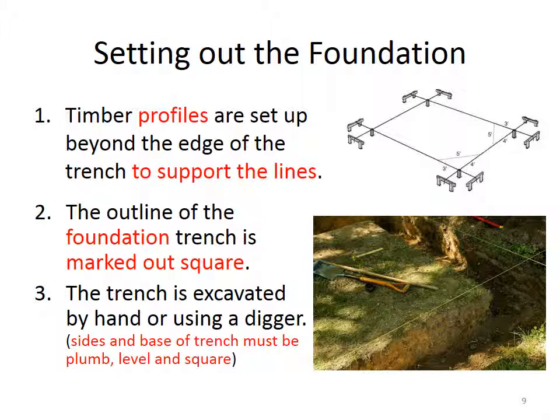Number 3, the trench then is excavated by hand or using a digger. The sides and base of the trench must be plumb, that's perfectly vertical, and the bottom of them have to be perfectly level, and the corners have to be square. This is in order to ensure that when the concrete goes in, the concrete will be the same depth all the way around, because we're going to have to put the concrete foundation in level. So if we don't have the bottom of the trench in level, then when we put our concrete in level, we're going to have different depths of concrete around the trench. So that's why it's important when we're digging out the foundation, the bottom is perfectly level, the sides are perfectly plumb or vertical, and the corners are square.